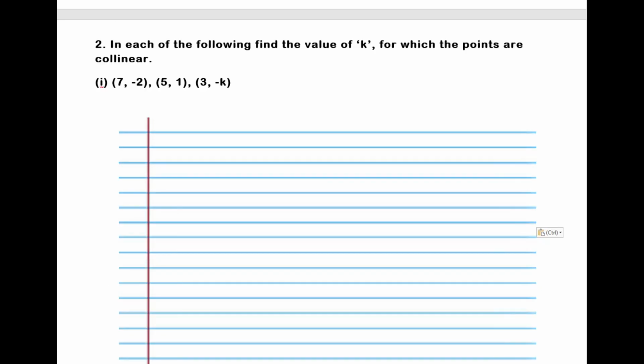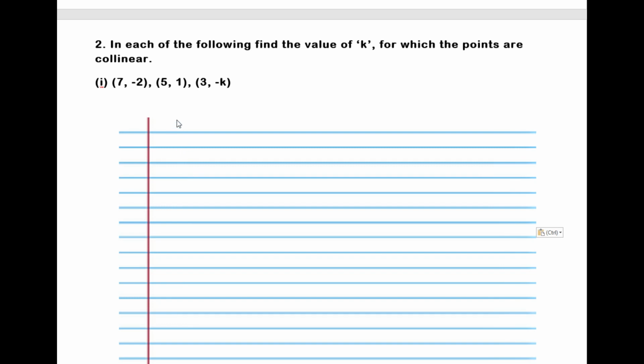Students, now moving to second question, that is second main, very important, most repeated questions in the examination paper for 3 marks. In each of the following, find the value of k for which the points are collinear. We need to find out the value of k such that the conditions are what? Area of triangle formed by these points are collinear. If the points are collinear, we know that area of triangle will be 0.